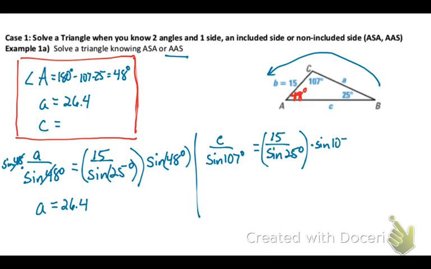So on the right, you will take 15, divide it by the sine of 25 degrees, and then multiply that by the sine of 107 degrees. So side C, round to tenths place, is 33.9.